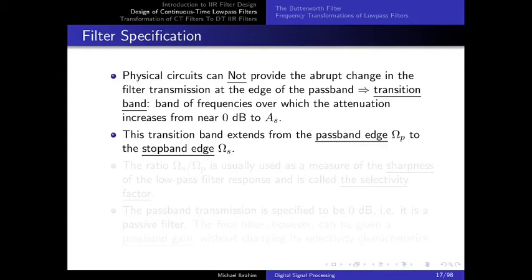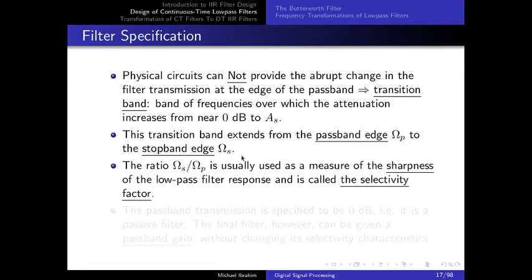That's why we use the uppercase omega. So omega p is the passband edge, omega s is the stop band edge. The ratio omega s over omega p is usually called the selectivity factor of the filter. For an ideal filter with an abrupt change between the passband and stop band, omega s equals omega p, and hence this selectivity factor is 1. But for practical filters, omega s is larger than omega p, and the selectivity factor will be slightly higher than 1.